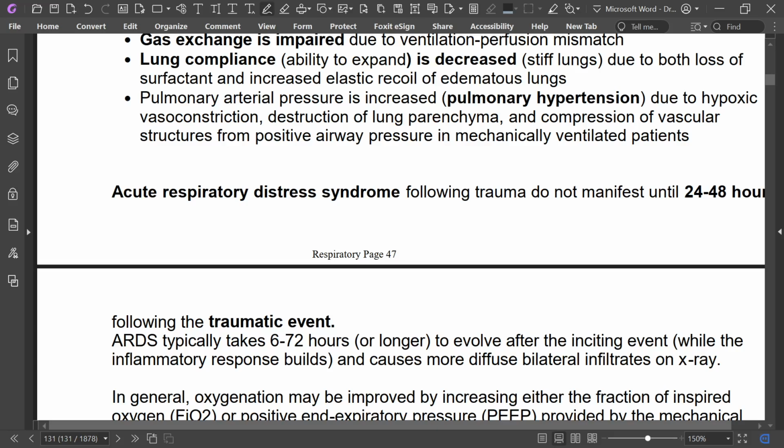Why is there loss of surfactant? Release of proteins and inflammatory cytokines leads to leakage of proteinaceous fluid. Pulmonary arterial pressure is increased due to hypoxic vasoconstriction and destruction of the lung parenchyma. During treatment with mechanical ventilation, positive airway pressure causes compression of the pulmonary artery and further contributes to increased pulmonary arterial pressure. So ARDS involves acute pulmonary edema and is diagnosed by hypoxemia and bilateral alveolar infiltrates that are not explained by cardiac dysfunction.